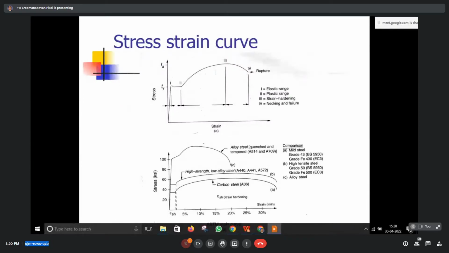This is a stress strain curve. For mild steel, you can see at the top. And in the bottom diagram, the topmost diagram is alloy steel. Below that is low alloy steel, high strength low alloy steel. And at the bottommost, you can see carbon steel, which is used for tools and machinery.